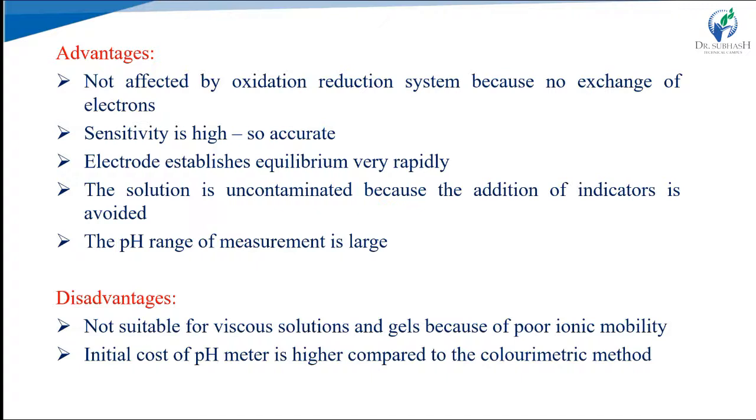Disadvantages: it is not suitable for viscous solutions or gels, where ionic mobilities are poor. The initial cost compared to the colorimetric method is higher, and there are chances of damaging the electrode, which is made of glass. That is why the total expense is high and the procedures are expensive. So like that, there are disadvantages and advantages of this method.